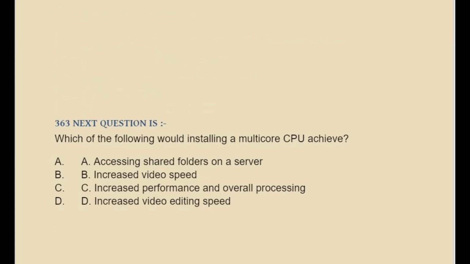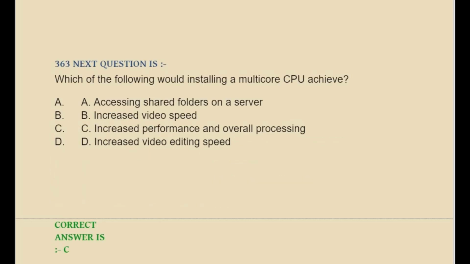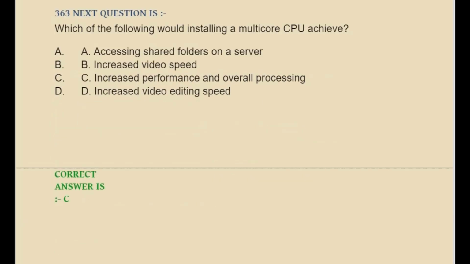Question is, which of the following would installing a multi-core CPU achieve? Option A, accessing shared folder on a server. Option B, increased video speed. Option C, increased performance and overall processing. Option D, increased video editing speed. Correct answer is option C.